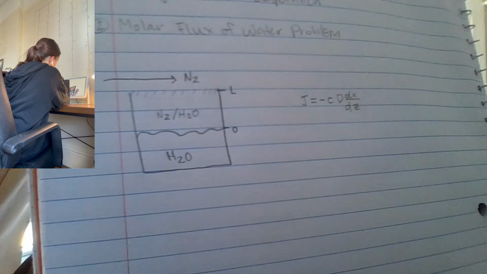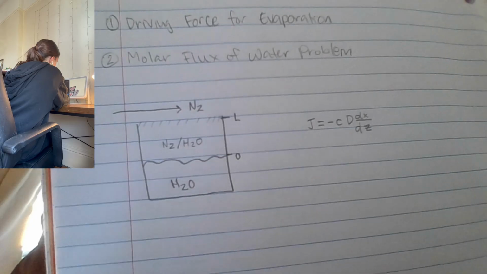And then, in order to analyze this problem, we have to look at an equation that we used in one of our past videos. When we're talking about mass transfer, with heat transfer we have Fourier's law, but with mass transfer we have Fick's law. As we recall, Fick's law is going to be J equals negative C D dx over dz. I'm sure that was just a bunch of letters to you. So that's the equation that we have for Fick's law.